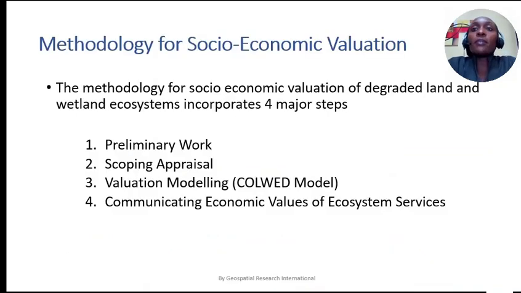So the step-by-step methodology for social economic valuation of degraded lands and wetlands incorporates 4 major steps. We have the preliminary work, we have the scoping appraisal, the third one being the valuation modeling, where Colwed model comes in. And I'm sure right now we are quite acquainted with how to quantify and value ecosystems. And then lastly, we have, of course, ensuring that you communicate these economic values to the right people.